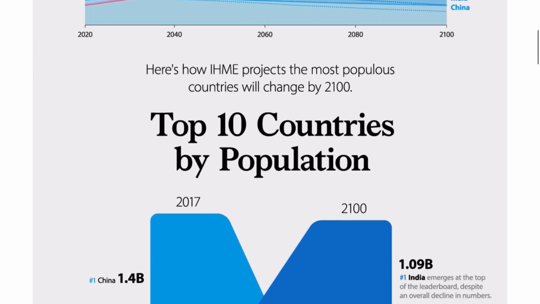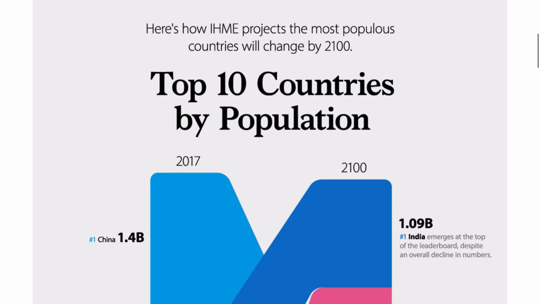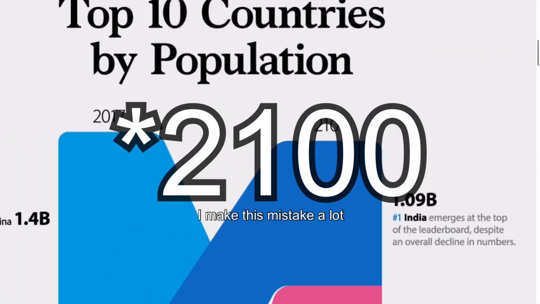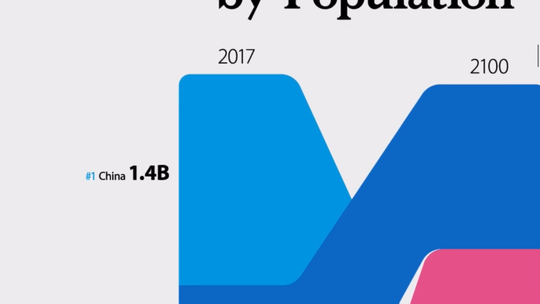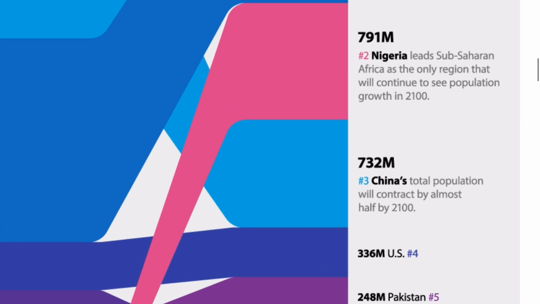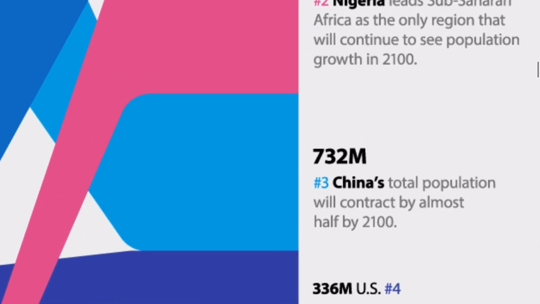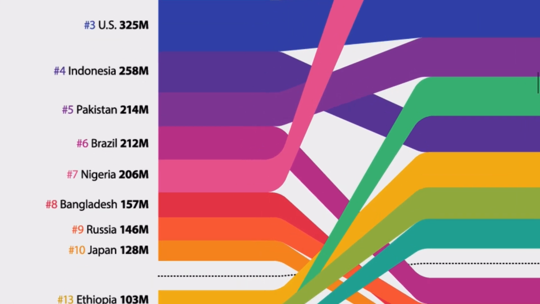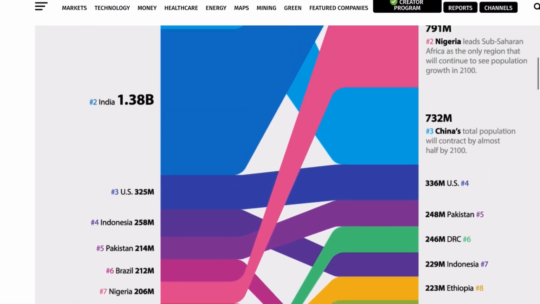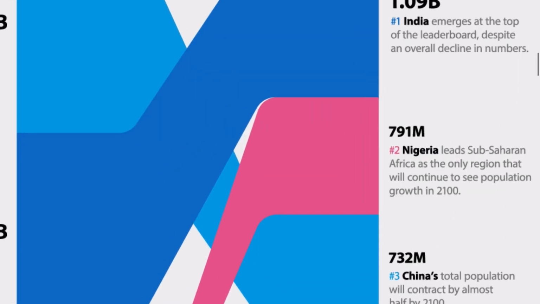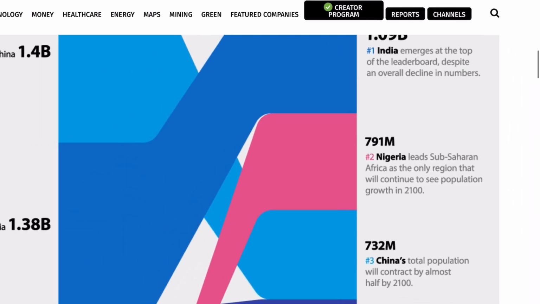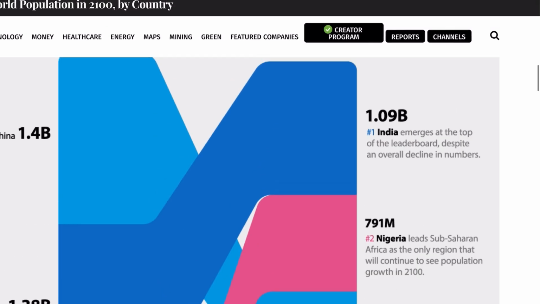So this infographic right here shows you the top 10 countries by population, 2017 data, and the projected 2021 data. So right now, China has a population of about 1.4 billion, but by the year 2021, it's projected to be only 732 million. And when it comes to Nigeria, right now they have 206 million people, but by the year 2021, they are projected to have 791 million people, making them more populous than China in that year.